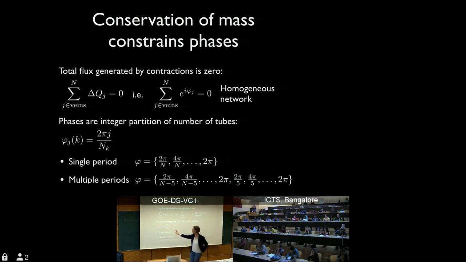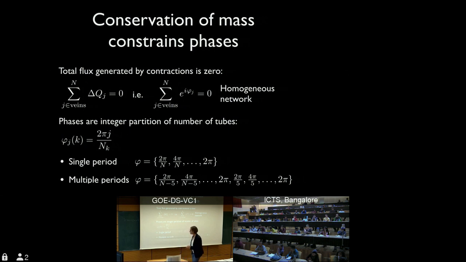And in principle, you can actually dig deeper into this mathematical problem, because you can also take partitions of the amount of segments. Like if you have 10 segments, you can also partition 5 plus 5 or 4 plus 6. And that would give rise to multiple periods. So this is a way of how I can conserve volume. But now I don't have a traveling wave. Now I just have to make sure that my contractions are actually conserving volume.